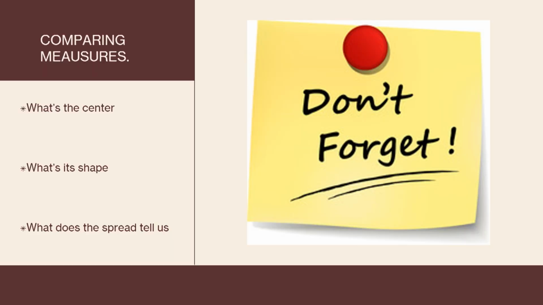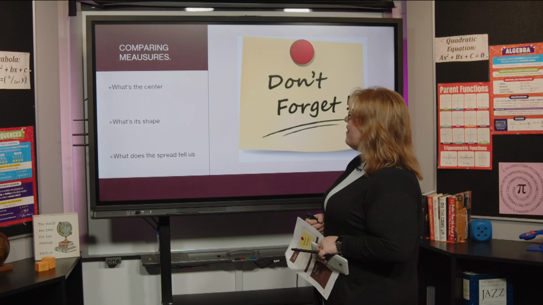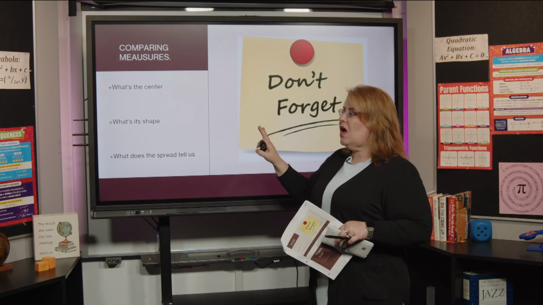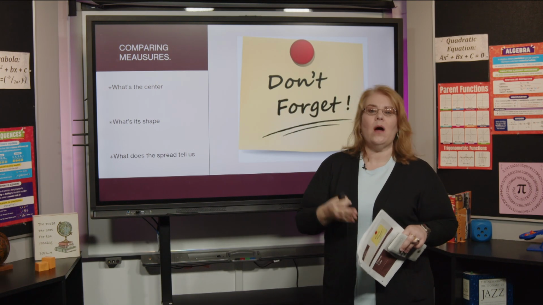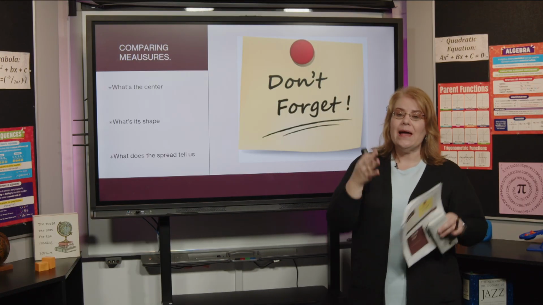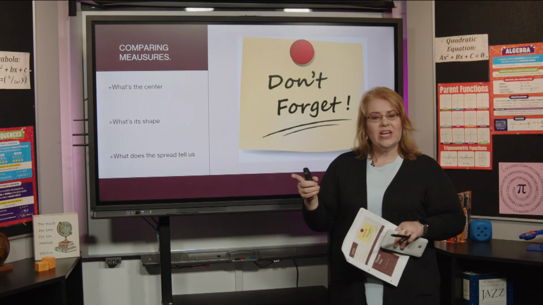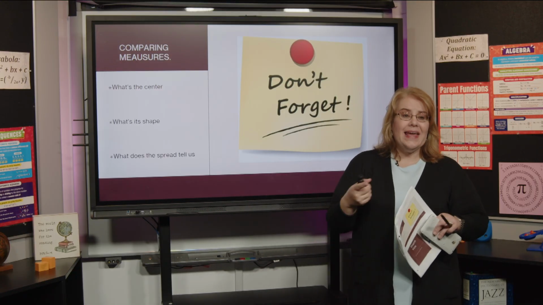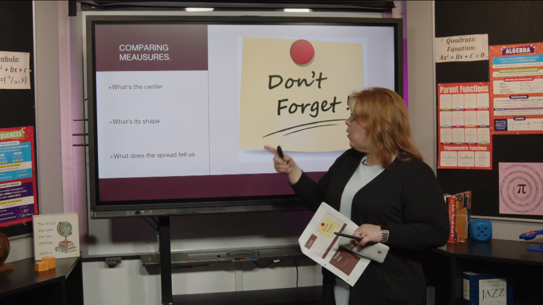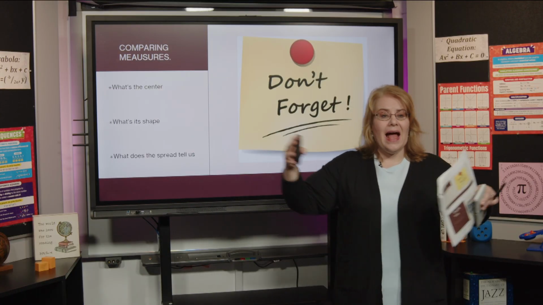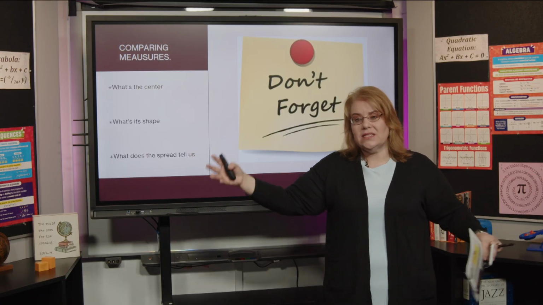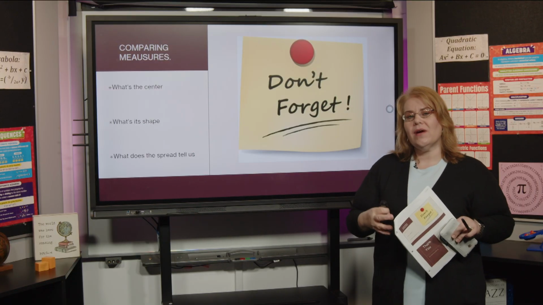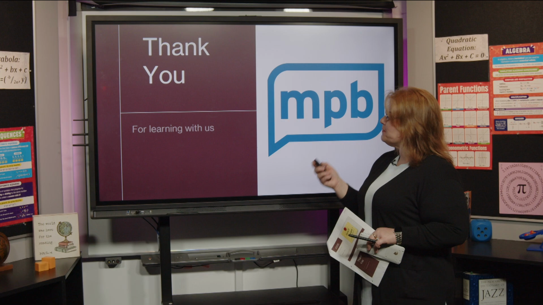Something I don't want us to forget. When we are comparing measures, what's the center? Where does the center lie on those different graphs? Where's my median at? Where's my mean at? What they look like when they compare. Okay, what type of shape is it? Is it symmetrical? Do I have a skewed tail? And which way is that tail sitting? And what does the spread tell us? Okay, how far is the range between the smallest and the largest? Or is it all differently compacted? So you have to really look at those graphs and analyze the information it's given.